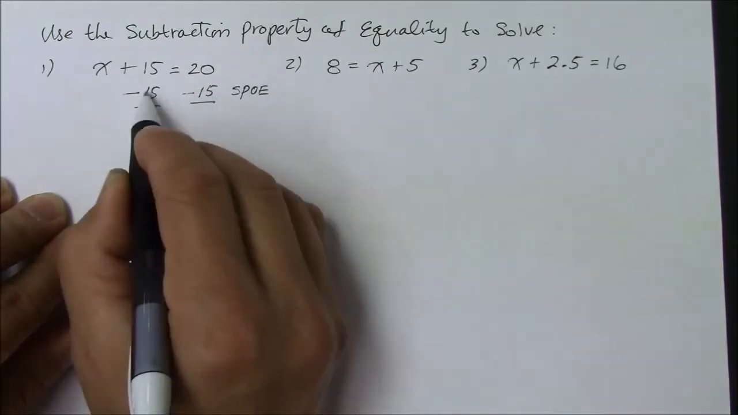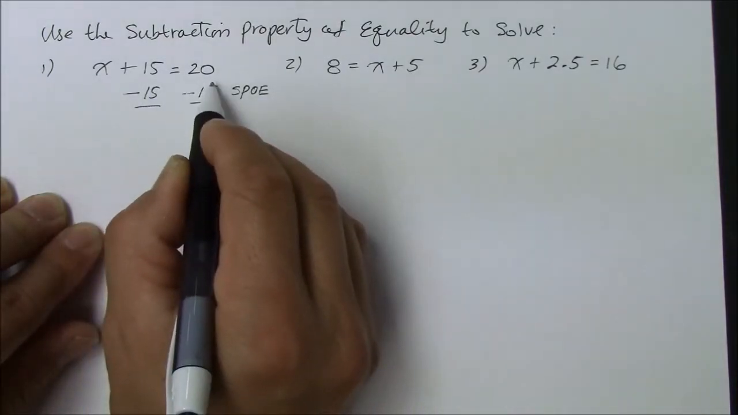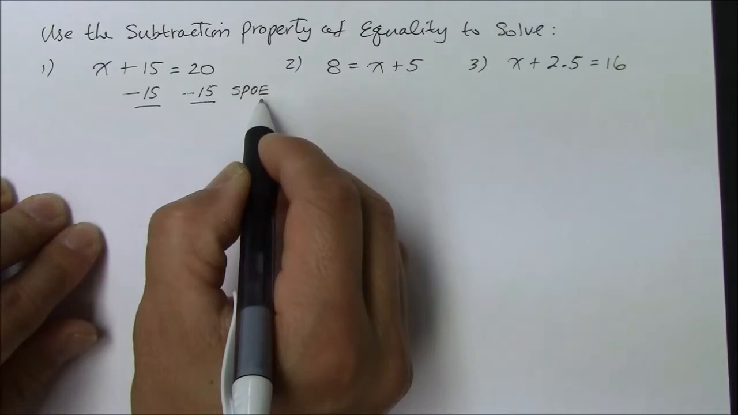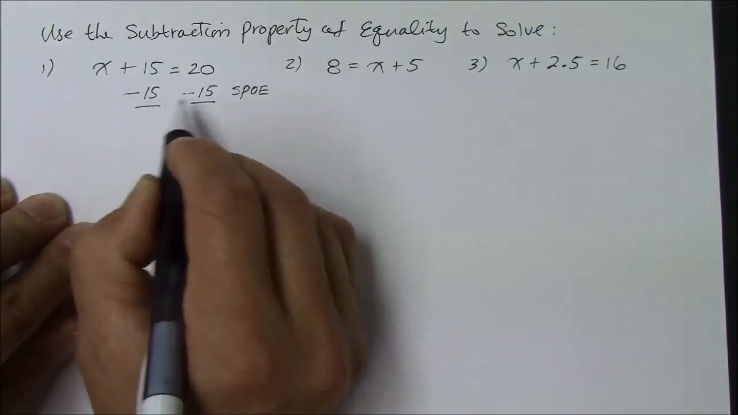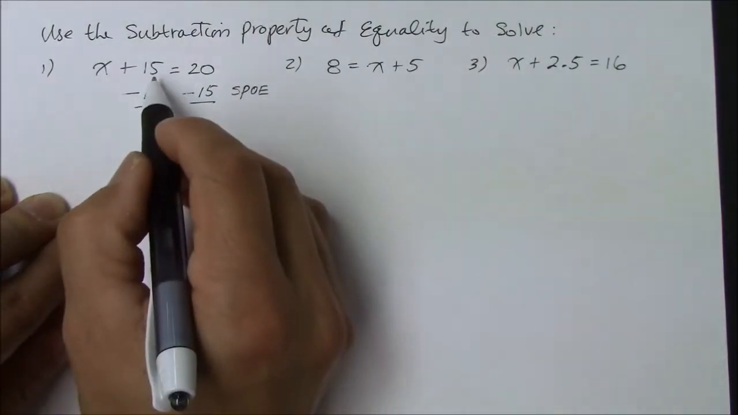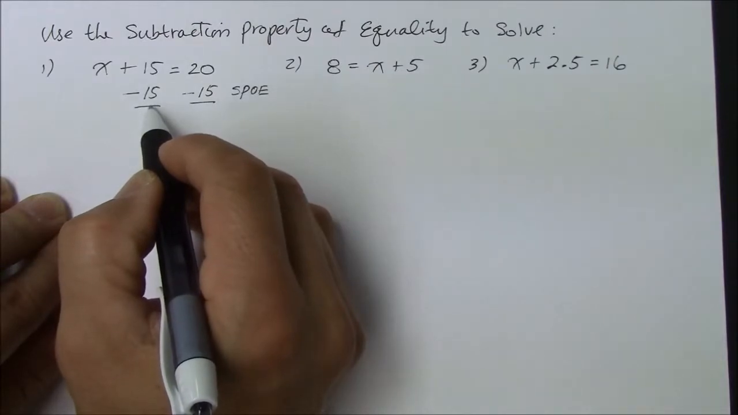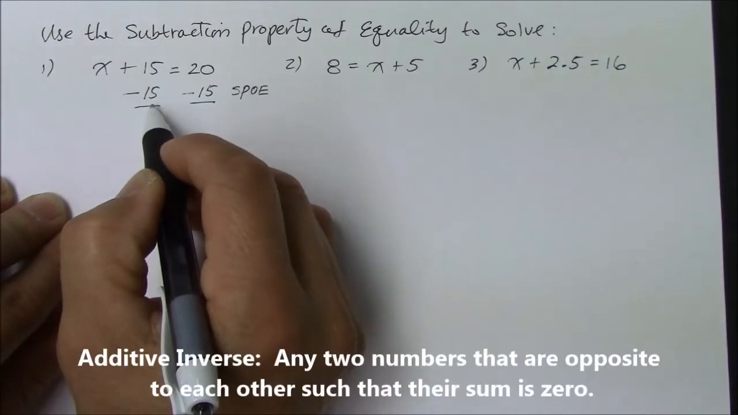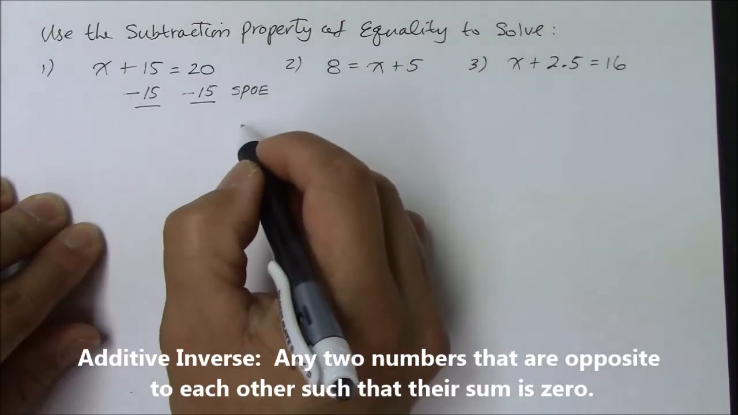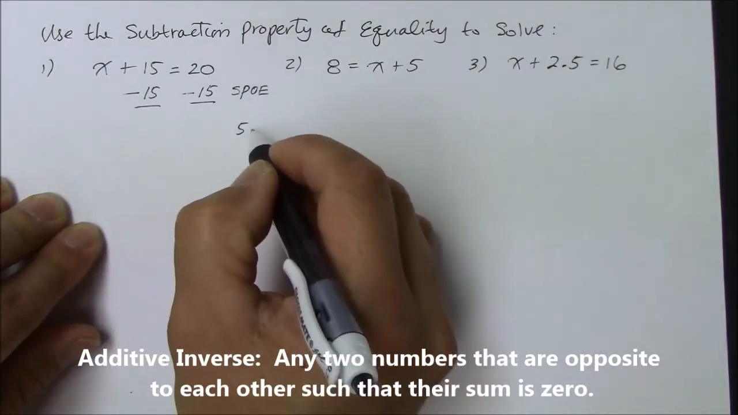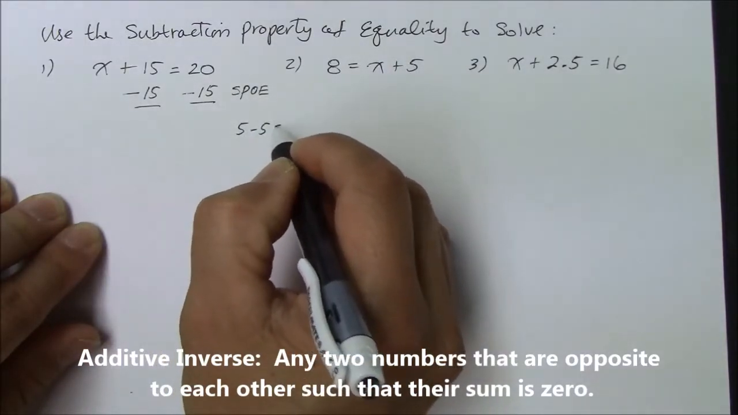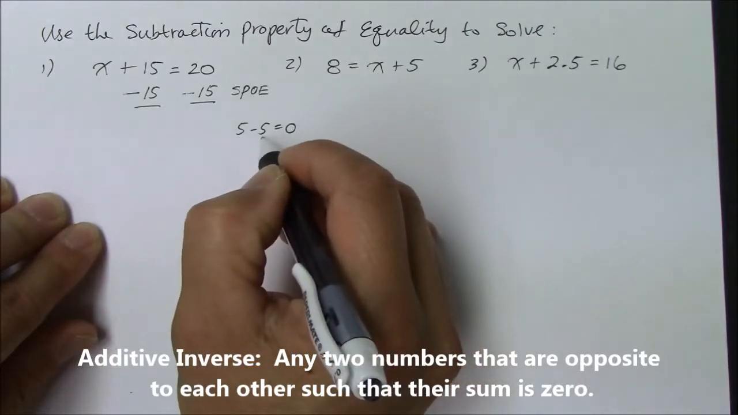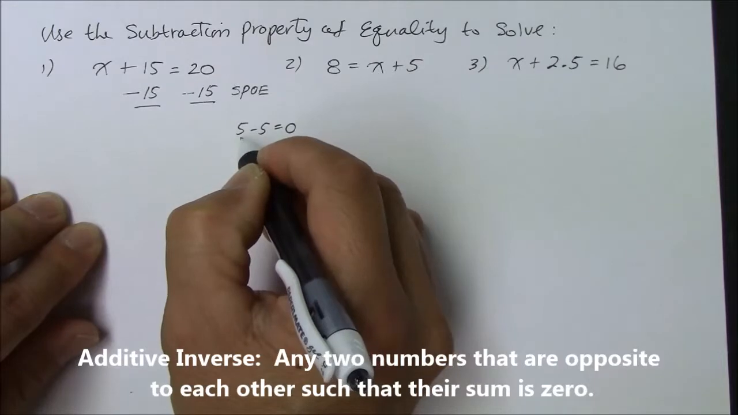Whatever you do to one side, it must be the same on the other side so that it's equal. In this case, we're going to subtract both sides. So on the left side, plus 15 minus 15 is called an additive inverse. When you add, what's the opposite of 5? Well, minus 5. That becomes a 0. That minus 5 is called the additive inverse of that positive 5.